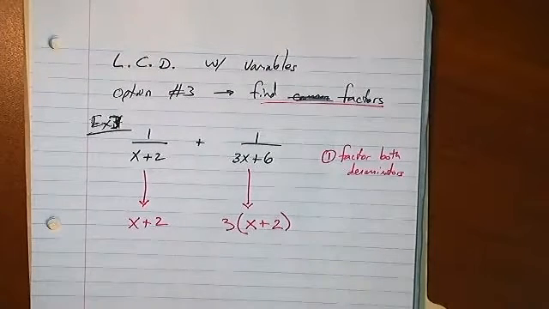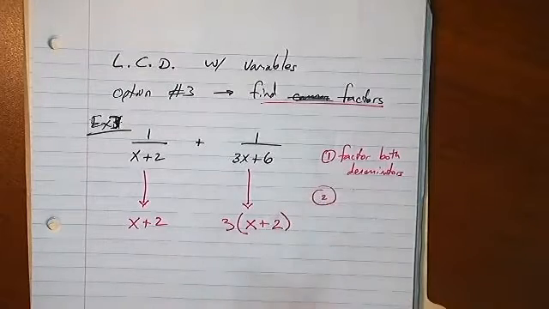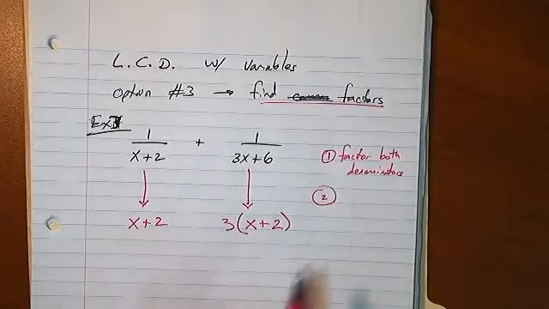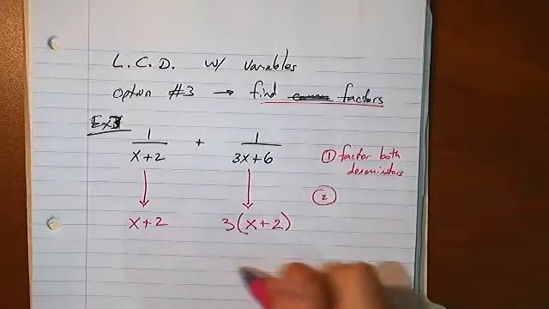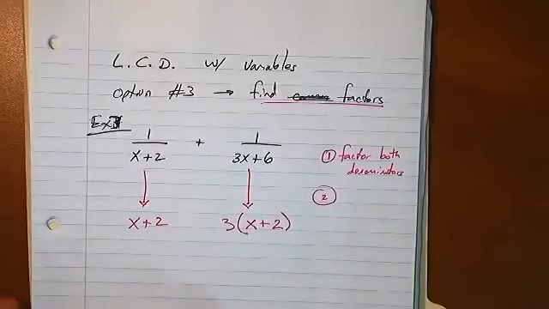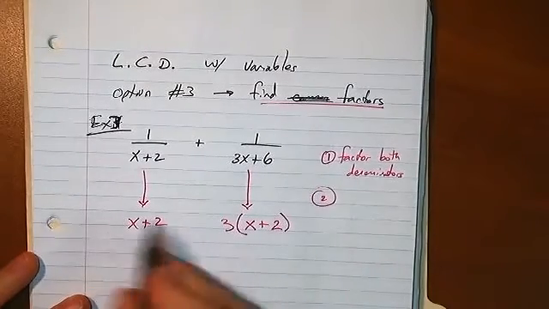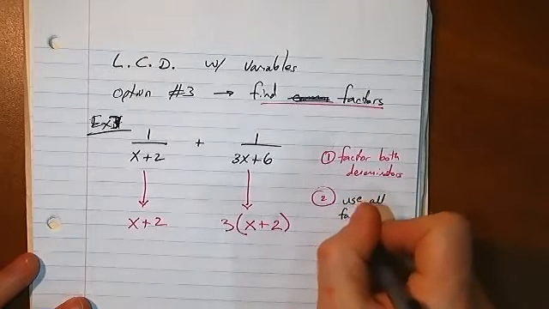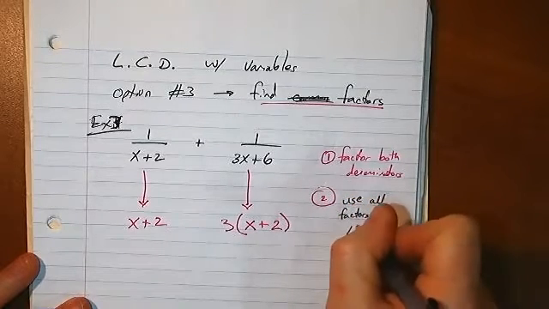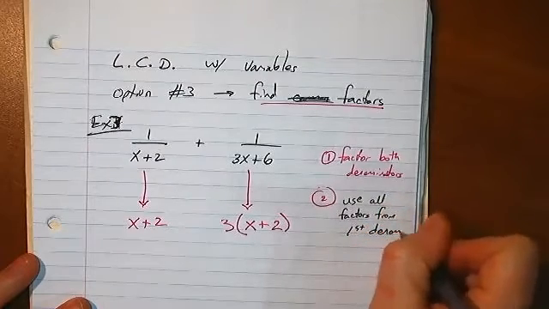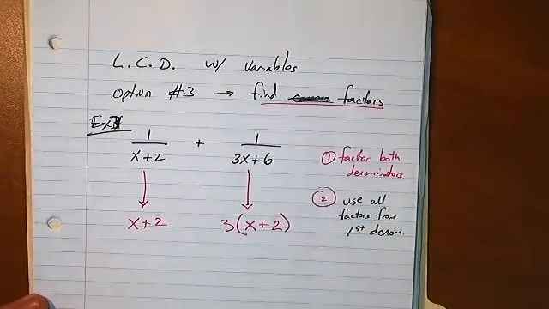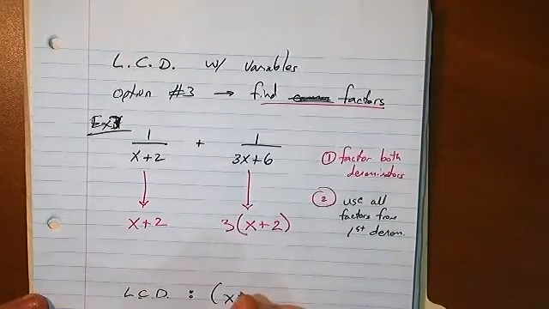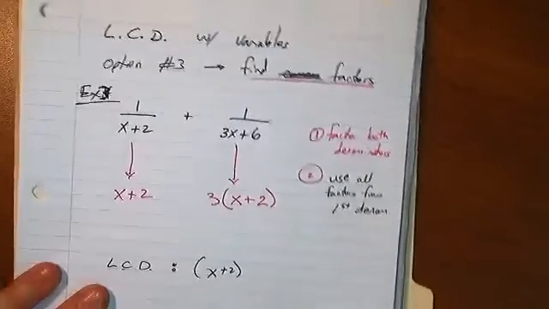Okay. Now, for my lowest common denominator, what we need is we need every factor to be represented, okay? So basically, here's how I explain that. We need every factor to be represented. So since we need every factor to be represented, I just take the first one, all of it, okay? So use all factors from the first denominator. Okay, that's what I do. I use all the factors from my first denominator. So my lowest common denominator is going to have an x plus 2 in it. Okay, so I just take that whole thing, x plus 2.